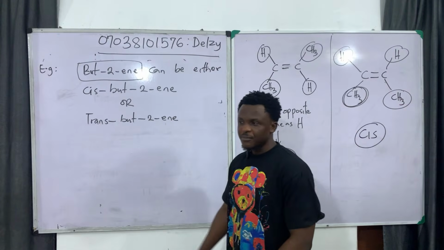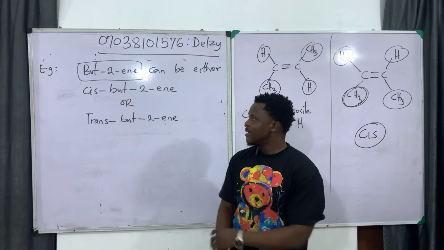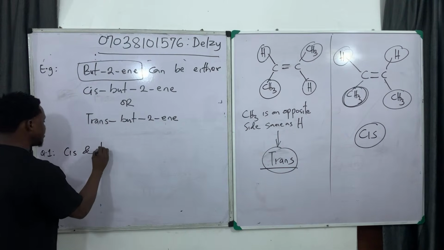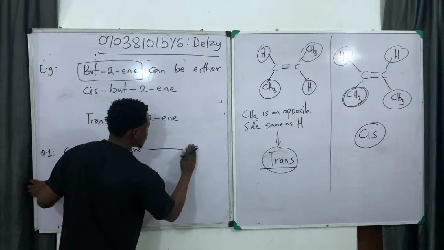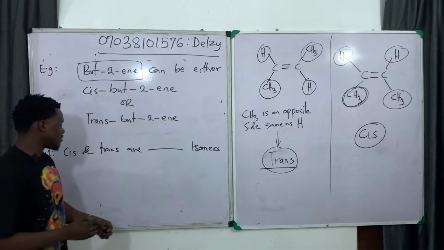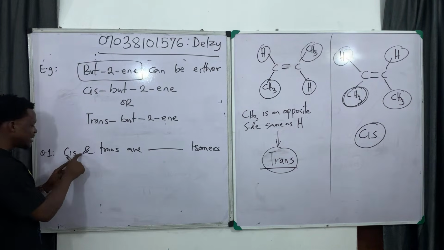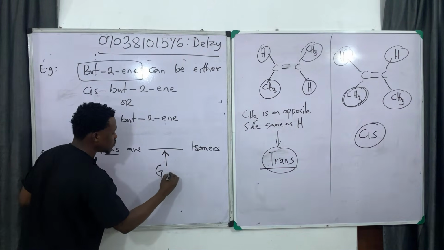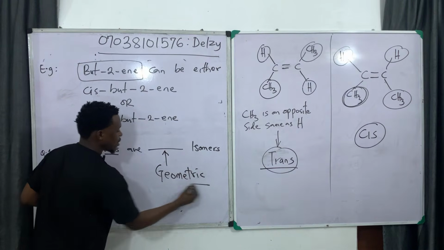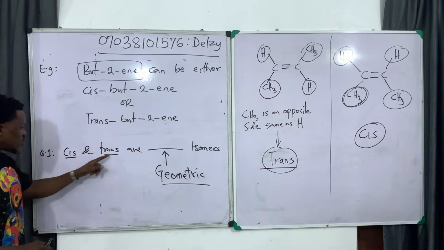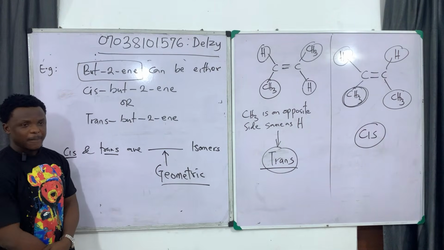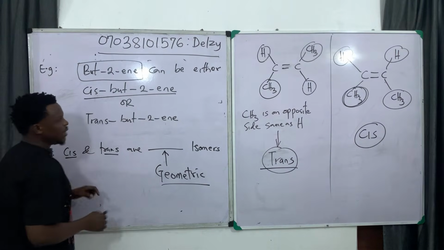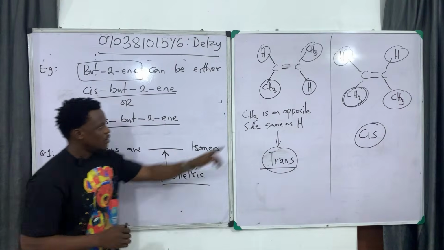So now look at this. They can ask you: cis and trans are dash isomers. I am not interested in whatever is attached. Once you see cis and trans are dash isomers, the answer should not even stress you. It is geometric. Cis and trans are geometric isomers. The most common example of cis and trans is always cis-2-butene or trans-2-butene, which is what we have here.